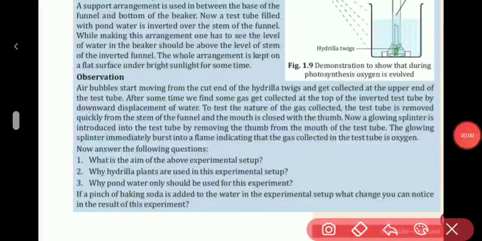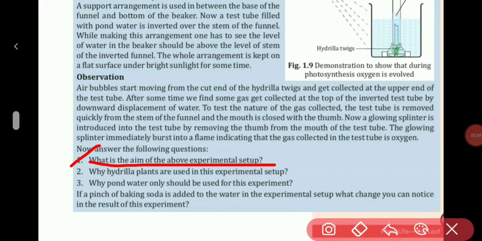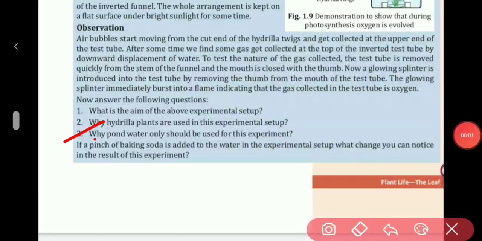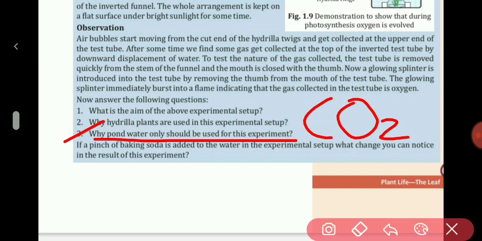Now some questions are given here. First one, what is the aim of the above experiment setup? To prove that oxygen gas is evolved during photosynthesis in green plants. Question number 2, why are hydrilla plants used in this experiment? Because they are aquatic plants and they can carry out the process of photosynthesis even in water. Question number 3, why should only pond water be used for this experiment? Because it is a source of CO2, which means carbon dioxide.